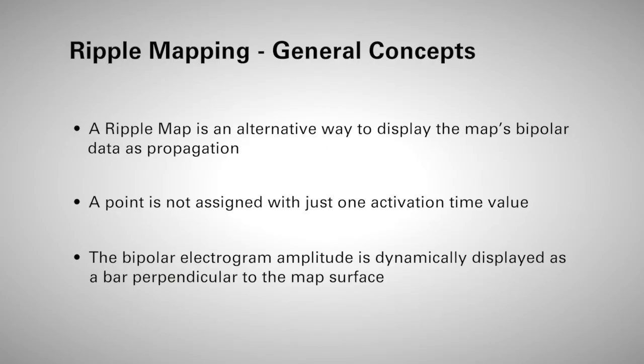This is an alternative way to display the map's bipolar data. It is a bipolar map, and it displays it as a propagation map. The point is not assigned just one time value. The entire sequence of the electrogram is displayed dynamically. In addition, there's a dynamic display of voltage. This is the bar perpendicular to the surface. The larger the bar, the higher the voltage.